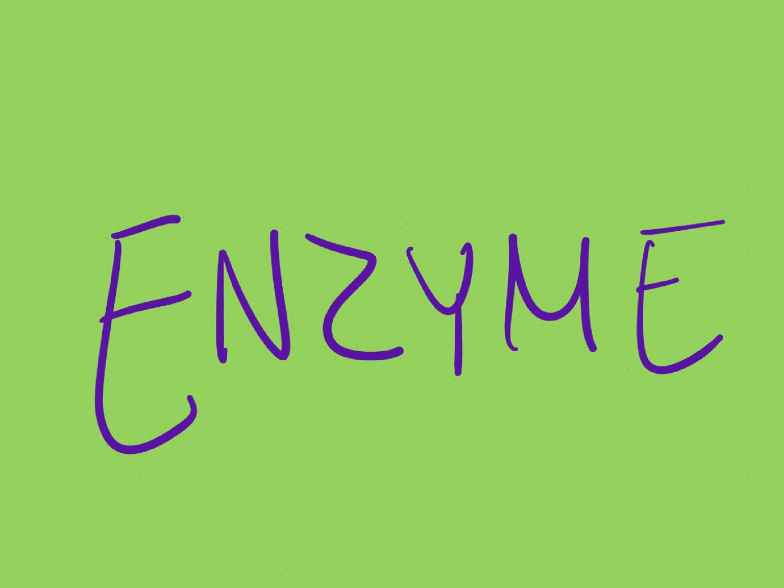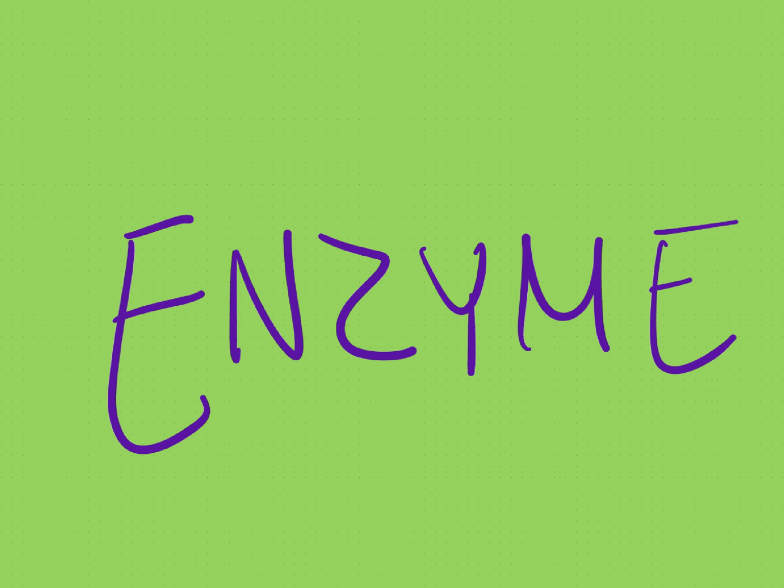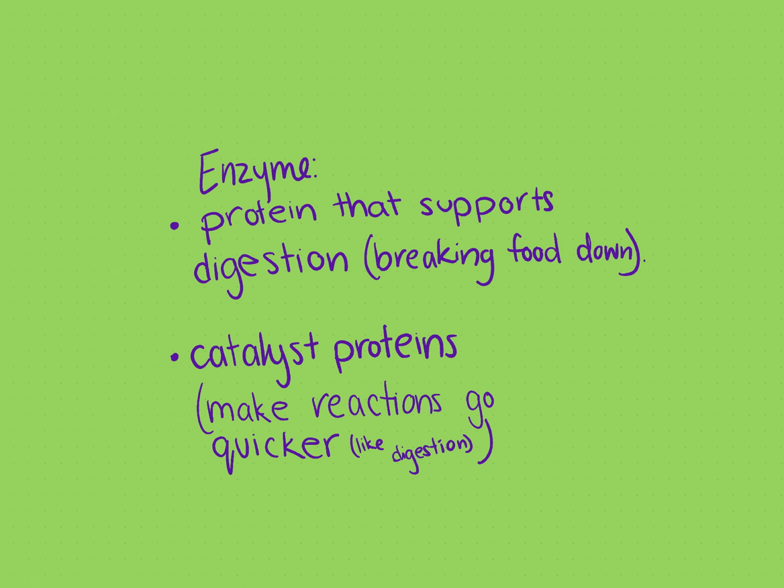Last word is enzyme. An enzyme is a type of protein that supports digestion or breaking food down. You guys know about the enzyme lactase that breaks down lactose into glucose and galactose. Enzymes are also catalysts, which means they make things go quicker. Like digestion is one example of something that enzymes can make go quicker. But this word catalyst is often used to describe enzymes, and it means that it makes reactions go quicker.